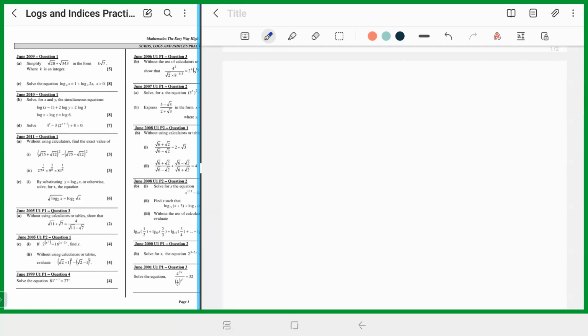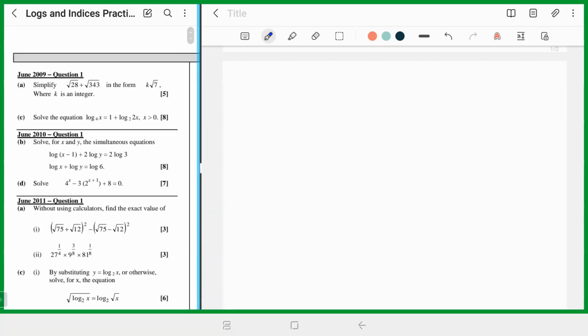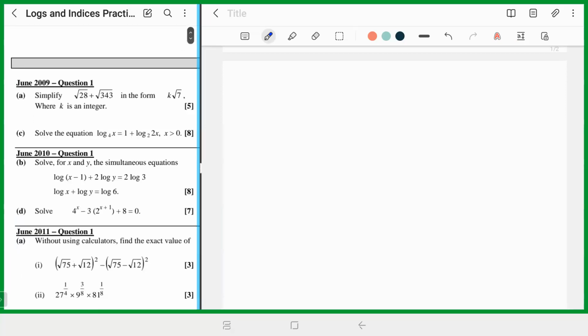All right, so let's do a couple of questions. I'll do them randomly. Surds, logs, indices. Can you see that clearly on the screen? All right, so this first question is for us to simplify.